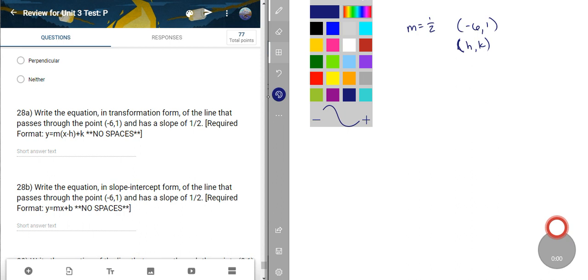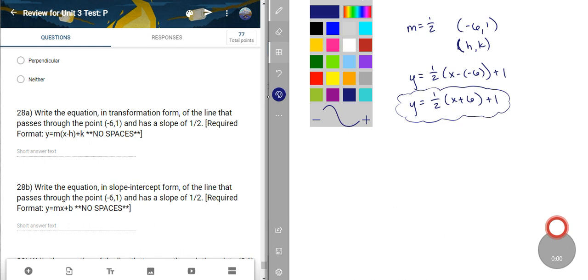And so I want to be able to plug that information into a formula. y equals m times x minus h plus k. And the only thing I have to do is simplify inside there. So 1/2 x plus 6 plus 1. Again, the reason why this is a good form for an equation is because it tells me I took something and I vertically stretched it by 1/2. I shifted it 6 units to the left and up 1 unit.